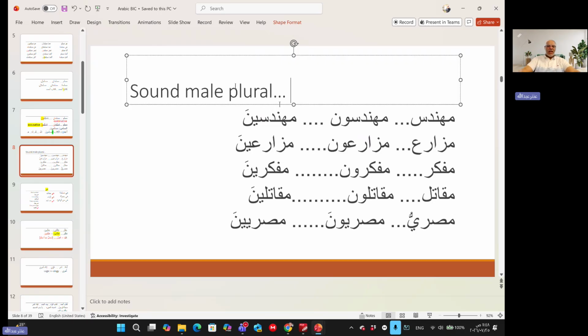So the sound male plural accounts for 25% of the plural in Arabic. So 25% of the plural in Arabic is sound male plural. 25% sound female plural. So alhamdulillah, there is equality here. But 50% will be broken plural. So this means that 50% of Arabic plurals are sound and 50% are broken. Yes, I mean, that's why we said we need to have each part of that in a class. So the book gives all of them in one class, but we need to focus on them.